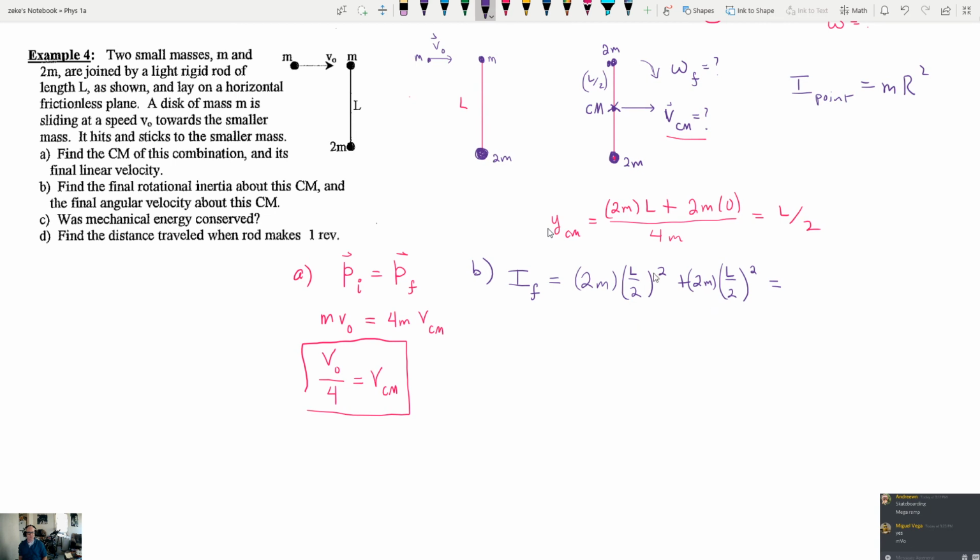What's this going to give us? So 1 over 4 times 2 is a half. 1 over 4 times 2 is a half. I think we just end up getting mL squared, right? Yeah? Okay.